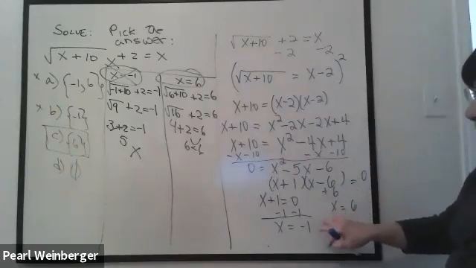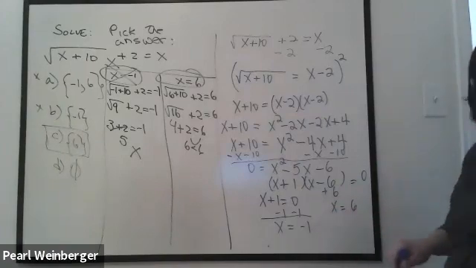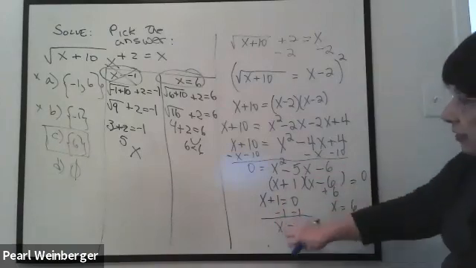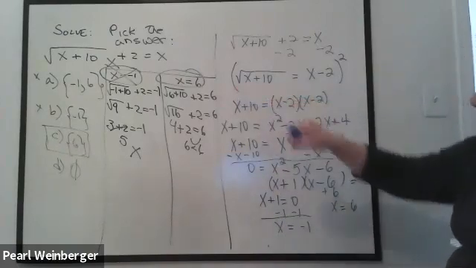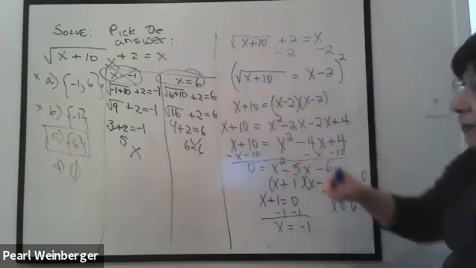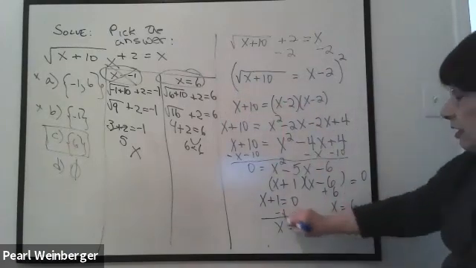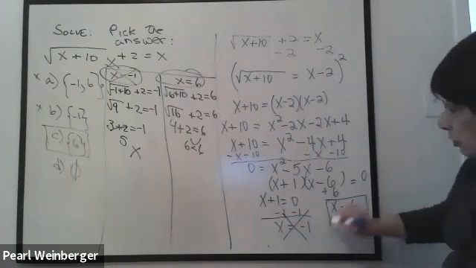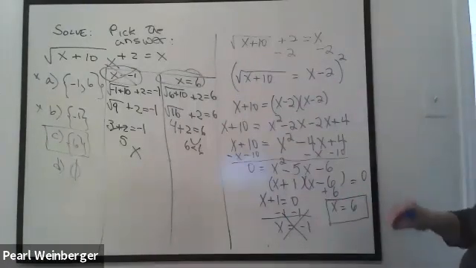Notice if I stopped here and I said my two answers are negative 1 and 6, I'd be wrong. Because after I've done this, I now have to check. I'm not going to check again because I did it before. And if I do the check, I see that negative 1 doesn't work, but 6 does work. So my only answer is 6.